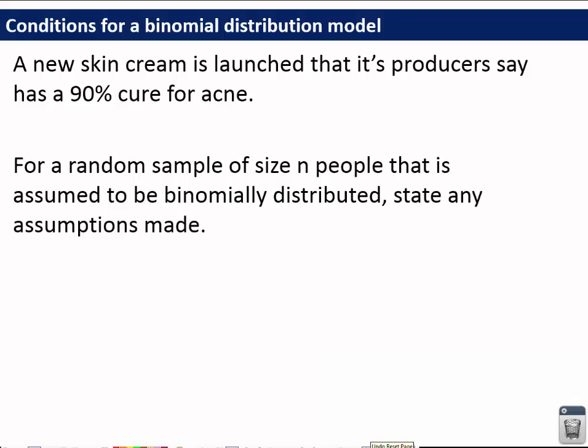Okay, so looking at the question, it has a 90% chance of curing acne, so there's a 10% chance of not curing acne, and there we have two outcomes, curing or not curing. Now, it also says there's a random sample of n people, so we know there are a set number of trials. It's not infinite, there's a finite number of trials. The assumptions we need to make are that this probability is constant, that is always 90%, 0.9, and that the uses of the cream are independent from use to use.